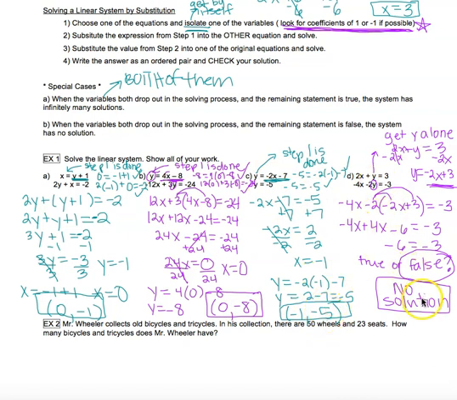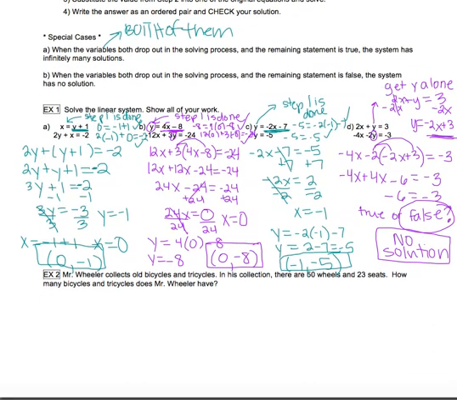Since this system had no solution, that means that if I graphed these two lines, they would be parallel lines. No intersection point, no solution. It's really important that we keep that in the forefront of our mind, what the meaning of these answers is.